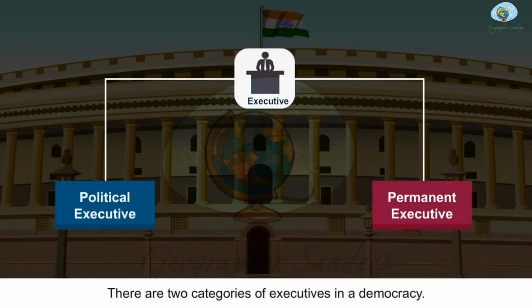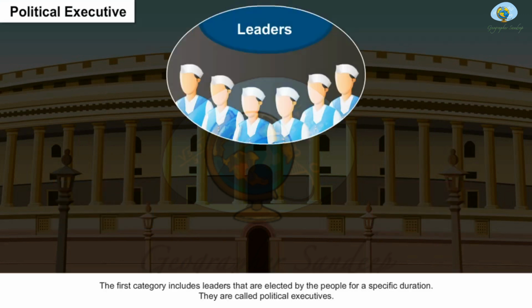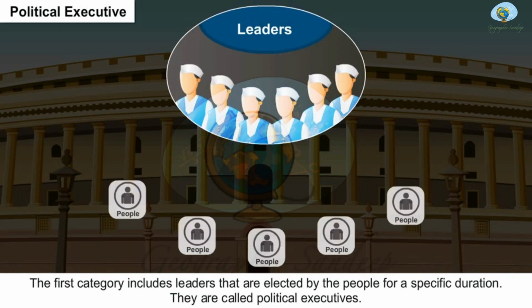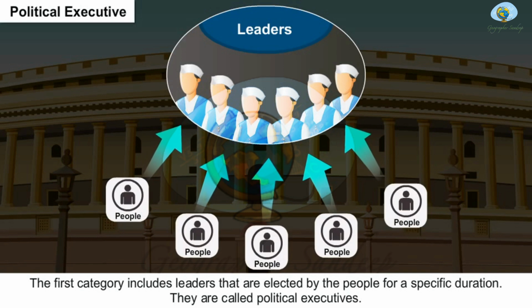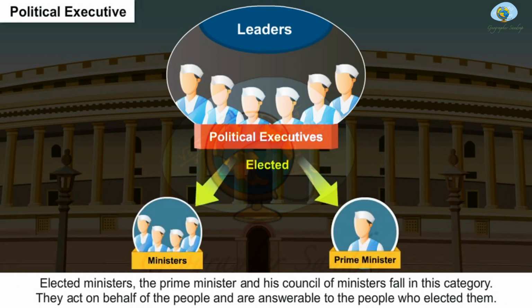There are two categories of executives in a democracy. Political executive. The first category includes leaders that are elected by the people for a specific duration. They are called political executives. Elected ministers, the Prime Minister and his Council of Ministers fall in this category. They act on behalf of the people and are answerable to the people who elected them.